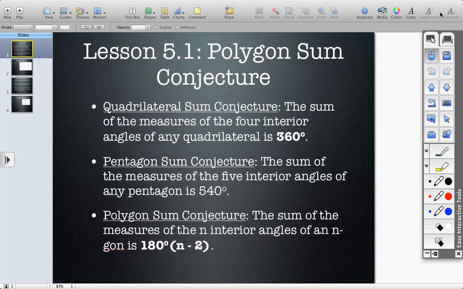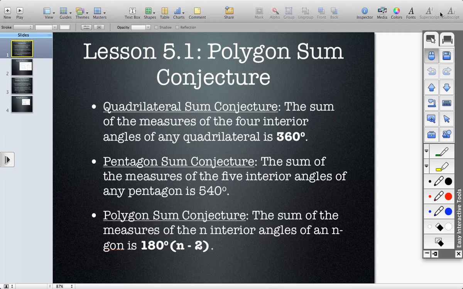And eventually we realized that because I can create all of these internal triangles inside the polygon, there is a formula I can use to figure out the sum of the interior angles of any polygon, no matter how many sides it has. So we have the three conjectures that came from that. The first one, the quadrilateral sum conjecture, we'll use quite a bit.